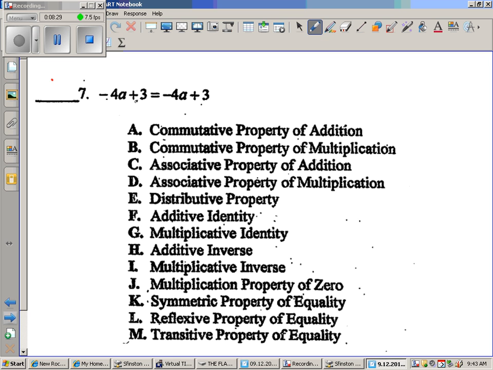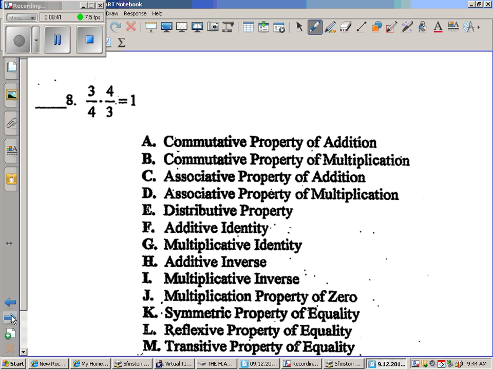No. Symmetric. Let's think for a minute. I always get confused about these. We're going to go with this one as the symmetric. How about this? What do you think, Olda? It is the multiplicative inverse.